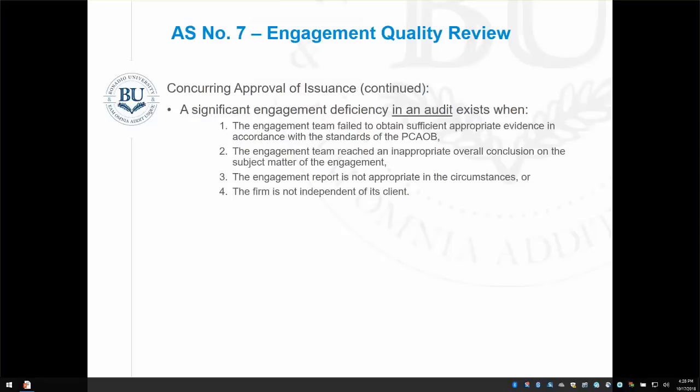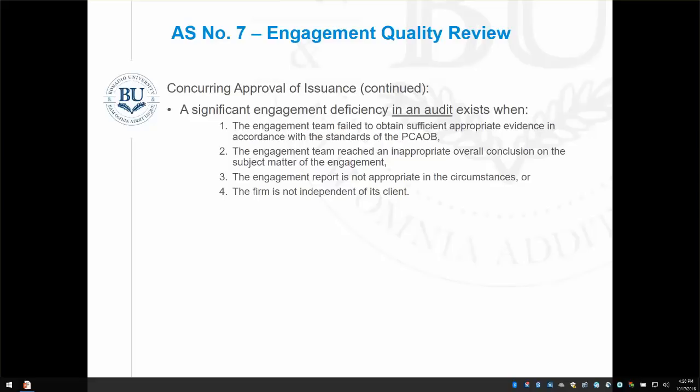What does a significant engagement deficiency in an audit mean? It means that the team did not obtain appropriate evidence to support their conclusions in accordance with the standards. They may have reached inappropriate conclusions, and the engagement report is not appropriate in the circumstances. So if you had an employee benefit plan and the report failed to address the supplemental information, then that would be an issue, and you would not be able to provide your concurrence on that.